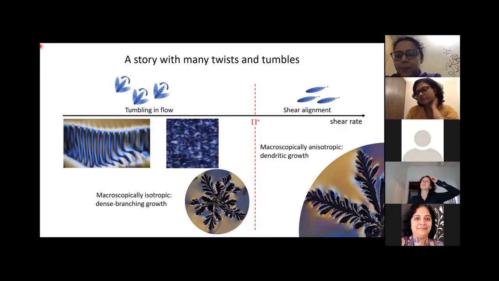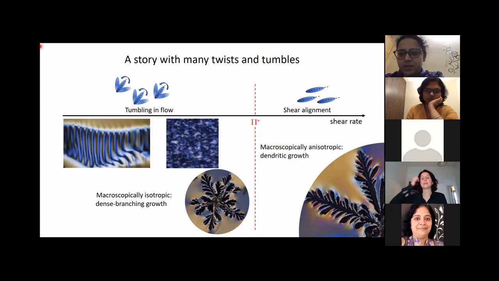Yeah, it's an excellent question. I only have a partial answer because we haven't done the full set of experiments, but there is some data in the literature in the regime of very, very low viscosity ratios, which shows that the transition between dense branching and dendritic growth still happens also in the presence of surface tension.